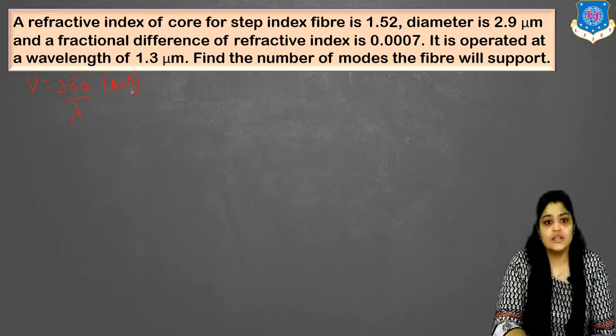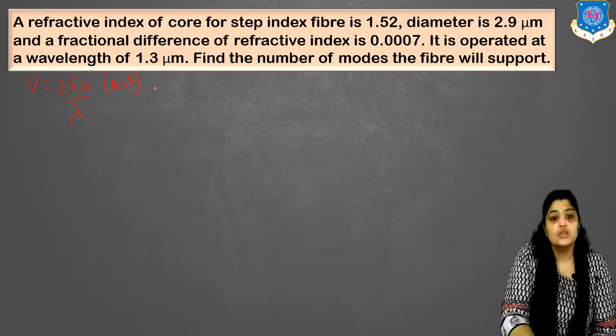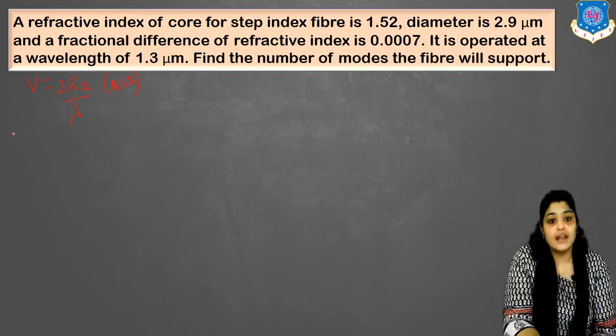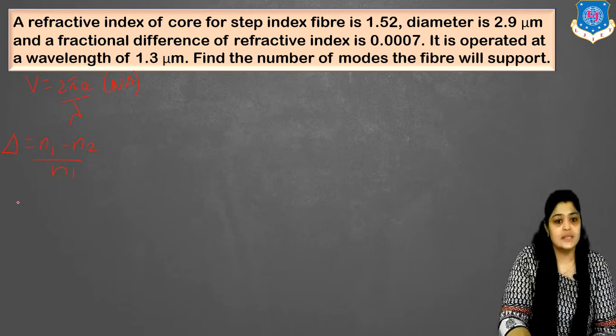Now, just look at the question. You have been given the value of 2a, that is the diameter. You have also been given the value of lambda. And for NA, I have only n1, but I don't have the value of n2. To find n2, we have been given delta, which equals (n1 minus n2) upon n1. So I can simply write n2 equals n1 minus delta n1.